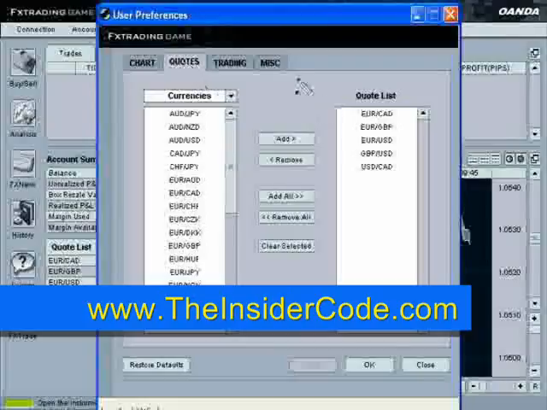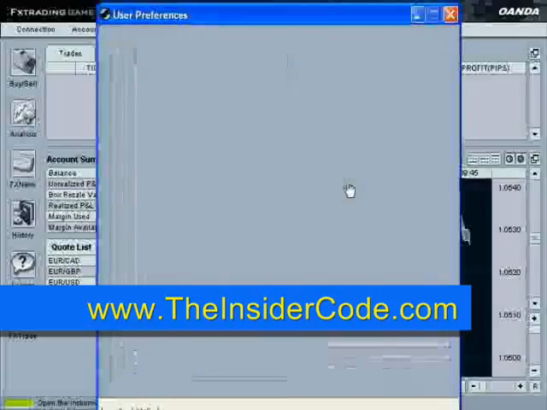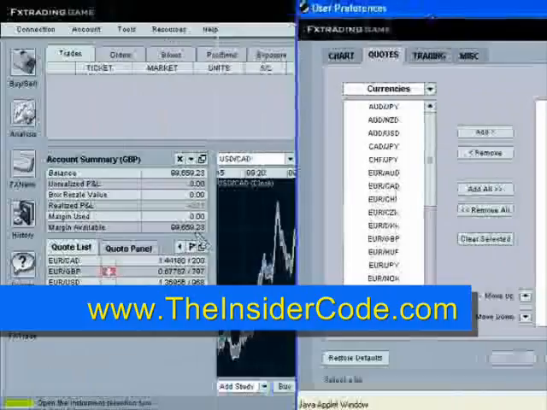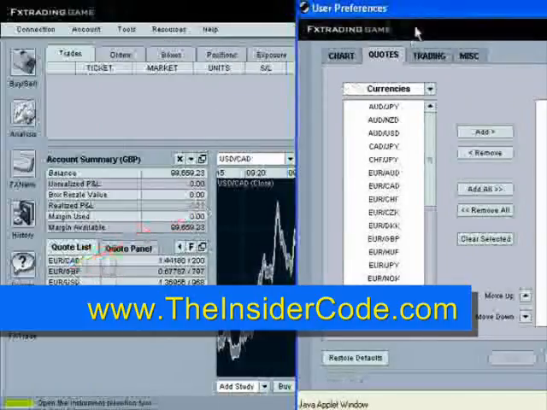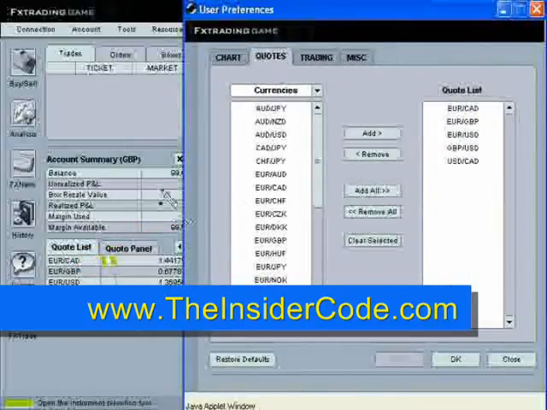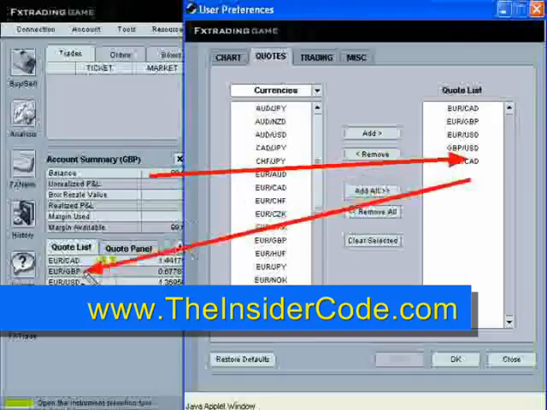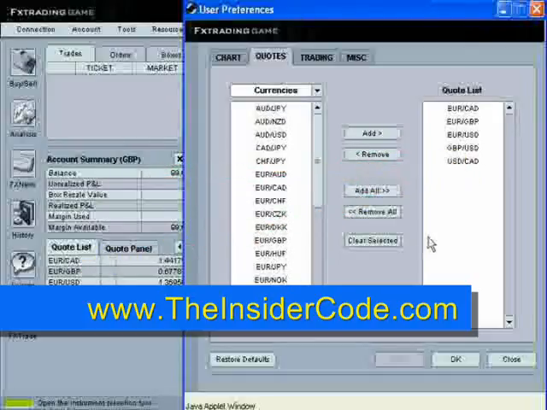Now your screen probably has dozens of quote currency symbols over here in this quote list window. The quote list window is what is going to display on your screen. So whatever you see over here is going to display on your quote list over here. Now what I did to begin was I just clicked remove all. Okay, that took everybody off. And I entered in a few pairs that I was interested in.